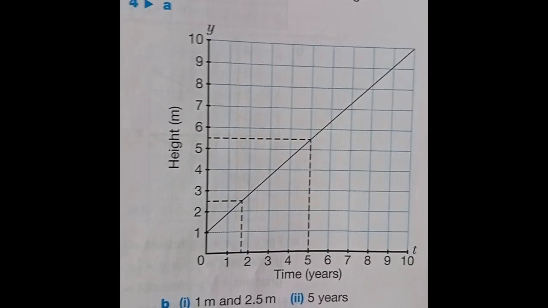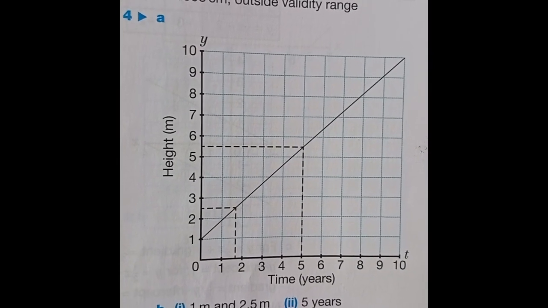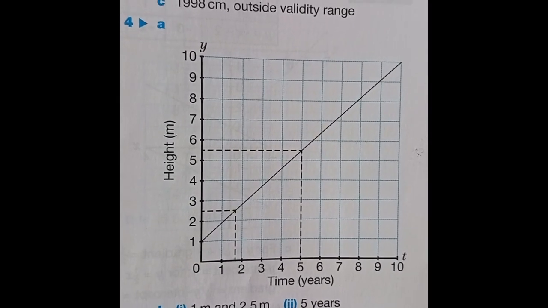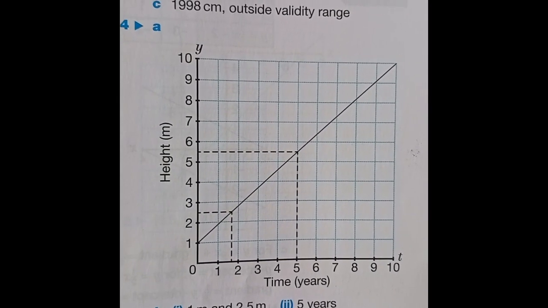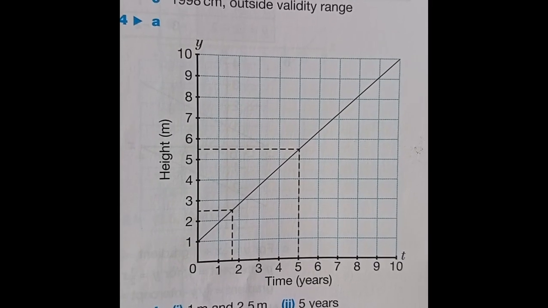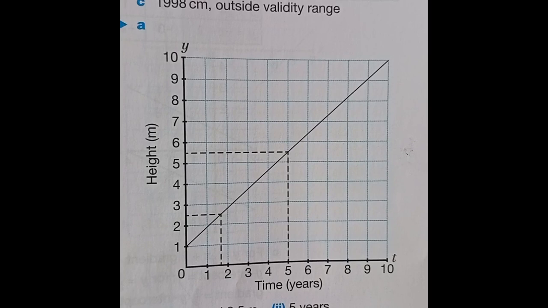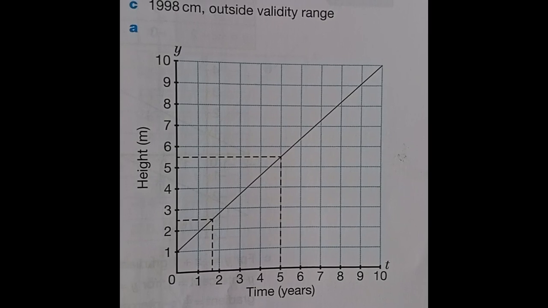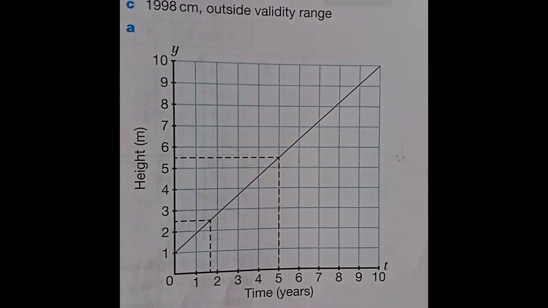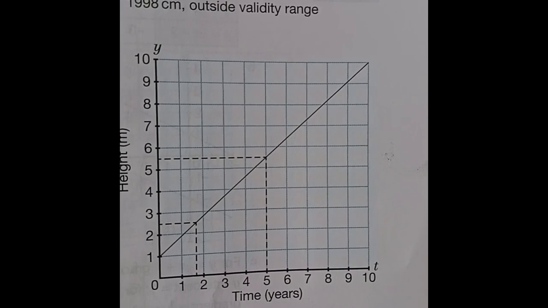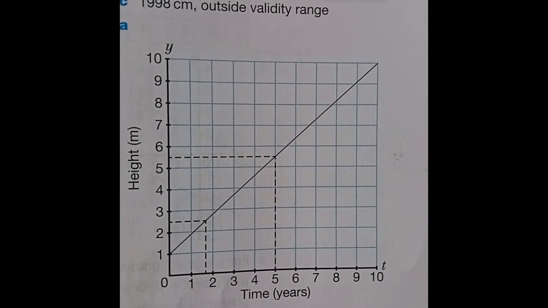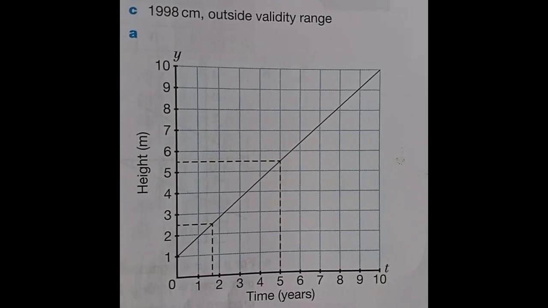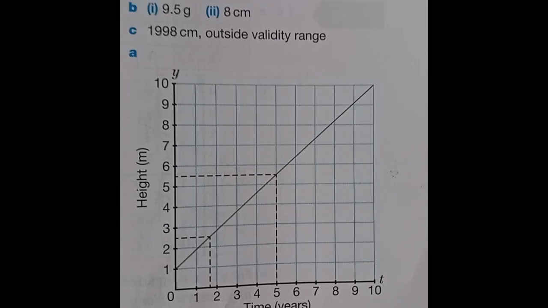For question number 4, you can see the graph. Here on the x-axis we have taken the values till 10. Here it is the time in years, and we have taken the height also till 10. It's the height in meters, and we have plotted the respective points, the points which we got. We have plotted all the points on the graph. Then we can calculate many things, like when it was 1 meter, 2.5 meters, and when it was 5 years. We can calculate all these values from the graph.